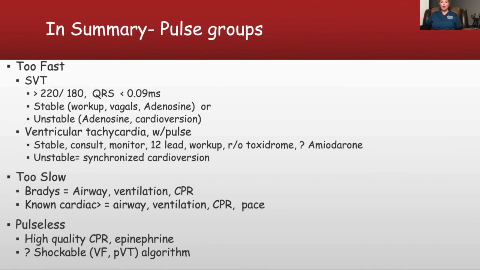So in summary, our overview of pediatric dysrhythmias, we're going to base on pulse groups. They're too fast, too slow, or they're pulseless. And our 2 fast rhythms, the main ones we're talking about today, were SVT and ventricular tachycardia with a pulse. Very important to determine if they're stable or unstable in all of the dysrhythmias. And certainly if they're pulseless and you're giving CPR, you need to verify that you have high quality CPR in progress. The first line drug of choice in all your pulseless rhythms is epinephrine.